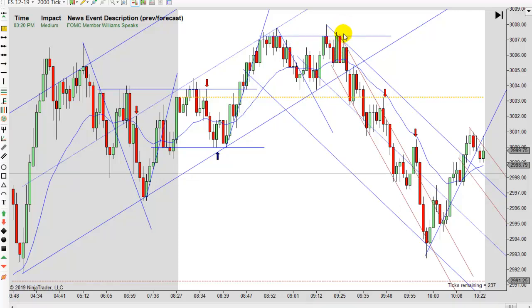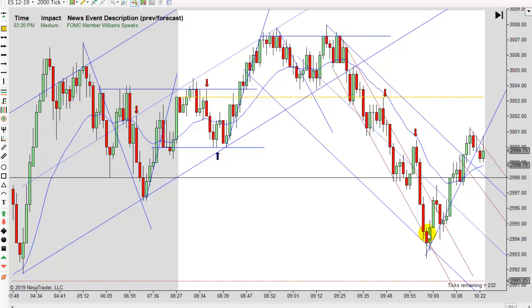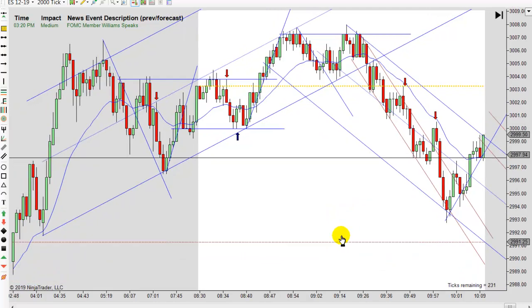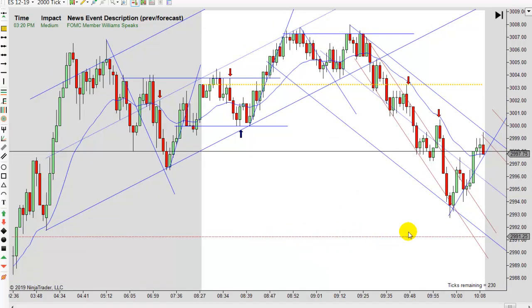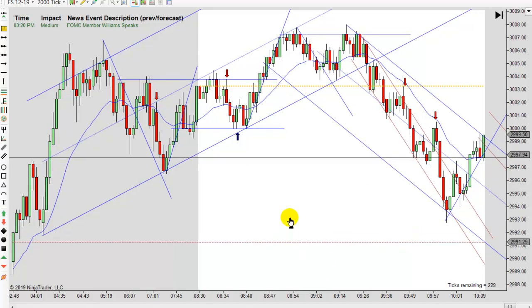It touches it a few times, and then the next thing you know, we're racing down, and once we started racing down, just as I talked about in that mid-morning chart, this would be your first target if we keep going, if we start trending lower, because prices want to fill those gaps quickly.